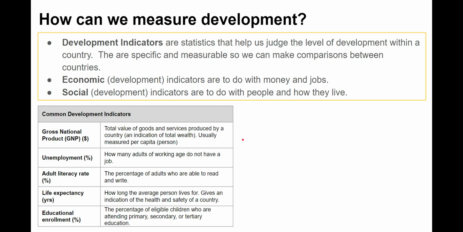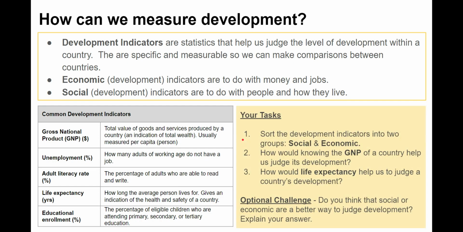So now there are some questions for you. You have 3 tasks to do, and there is also an optional challenge. Once I've read through them, I'm going to suggest you take a pause again and then answer these questions in your red book. So the first one, sort the development indicators into 2 groups, social and economic indicators.